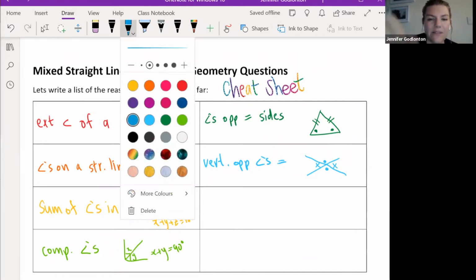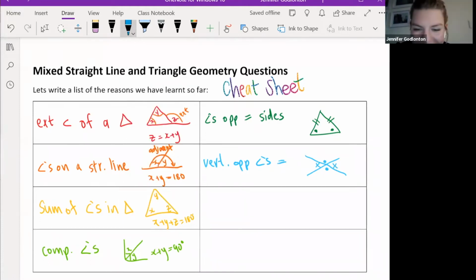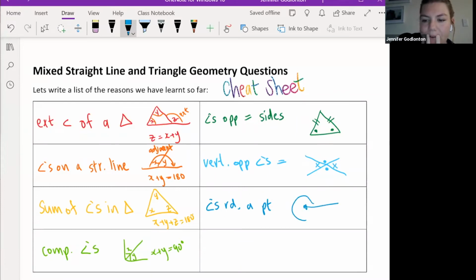So now, can you tell me our last one? I think we have one last one. Angles around a point. Yes, angles around a point. And how does that rule work? All the angles around the point equal 360 degrees. Good. All the angles around the point equal 360 degrees. 100%. Nice job. Okay.